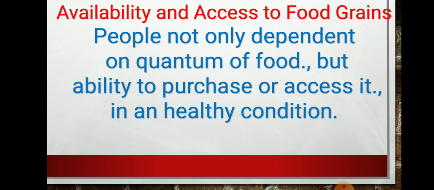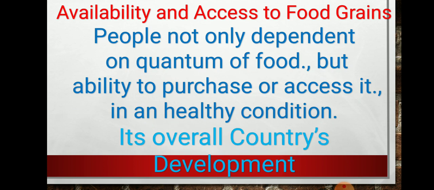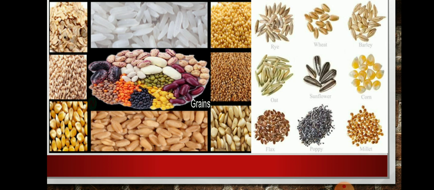So, availability and access to food grains. How do we get the food grains? How much is available? People depend not only on the quantum of food but on the ability to purchase or access it in a healthy condition. When people are fully able to purchase and access food, it gives overall country development. You can see some of the food grains in the picture.